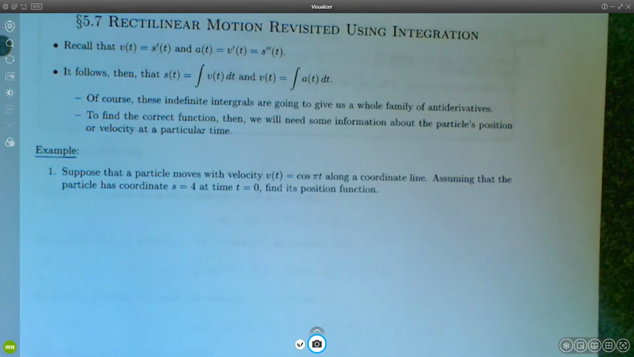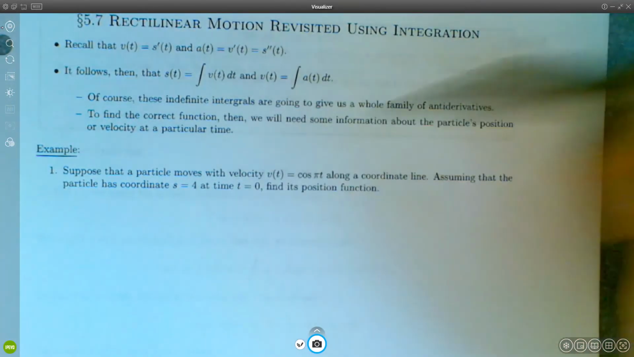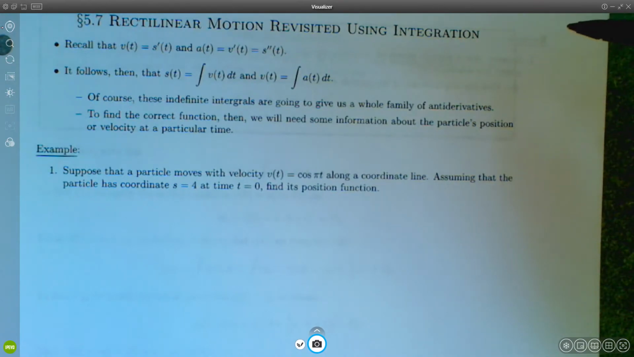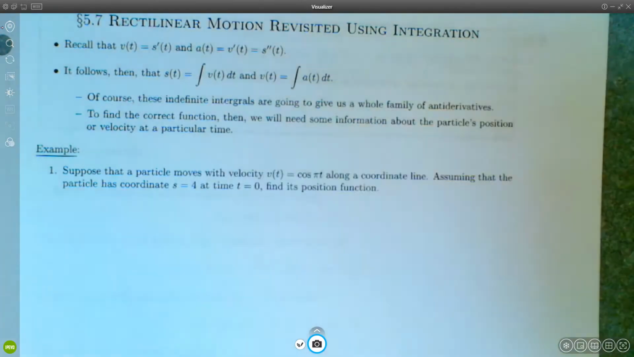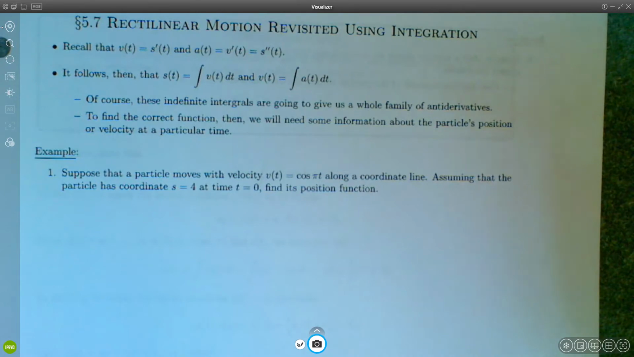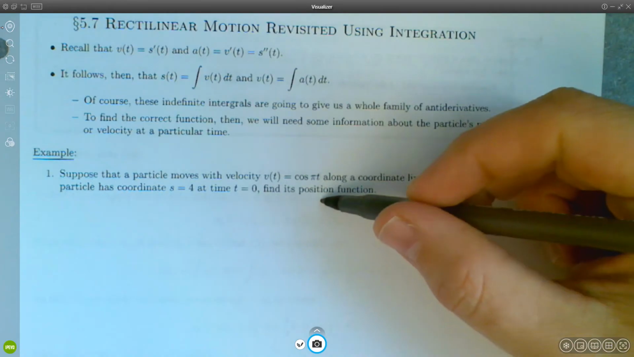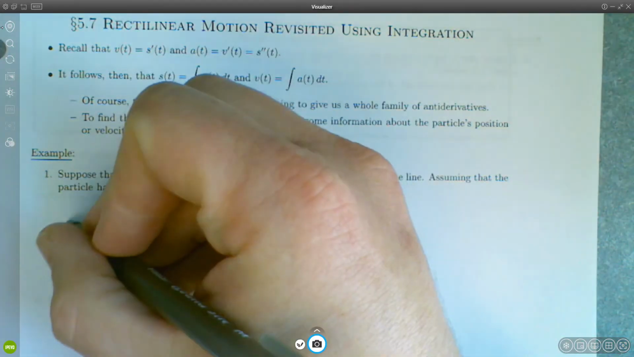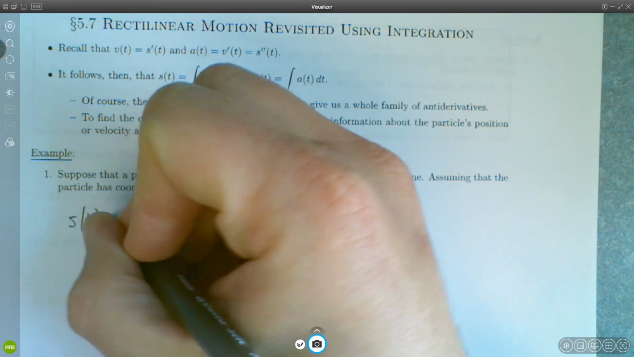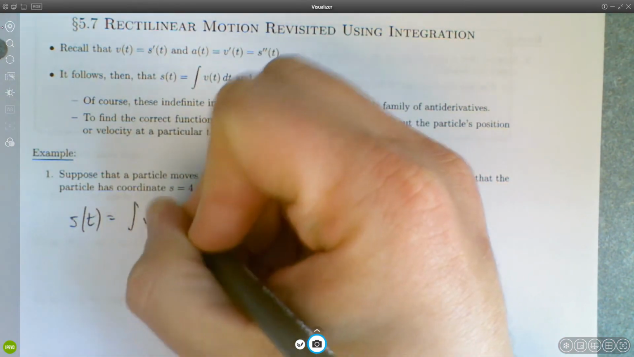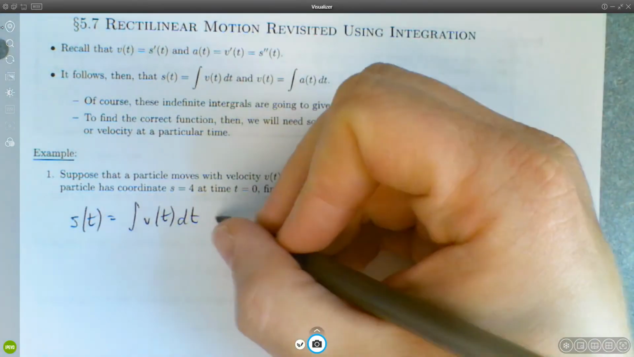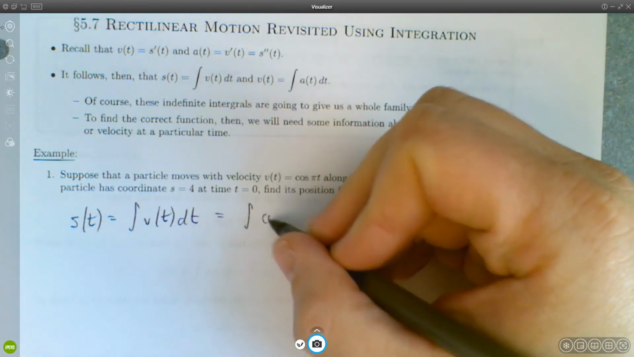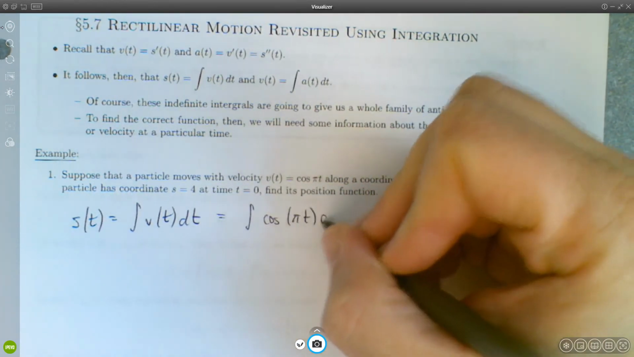But anyway, let me just give you an example. Let's suppose that a particle moves with velocity v of t is cosine of pi t along a coordinate line. Assuming that the particle has coordinate s equals 4, so its position is 4 at time t equals 0, find its position function. So it's giving us this initial condition here. Well, we want to find the position function. We're given the velocity function. Well, the position function should be the integral of the velocity function. And in this case, the velocity function is cosine pi t. So this is going to be the integral of cosine pi t dt.